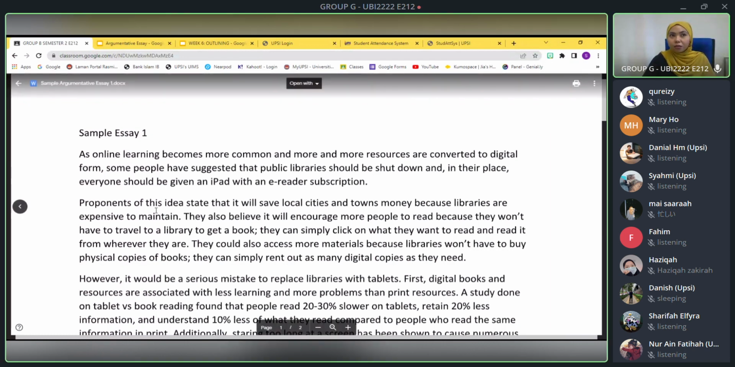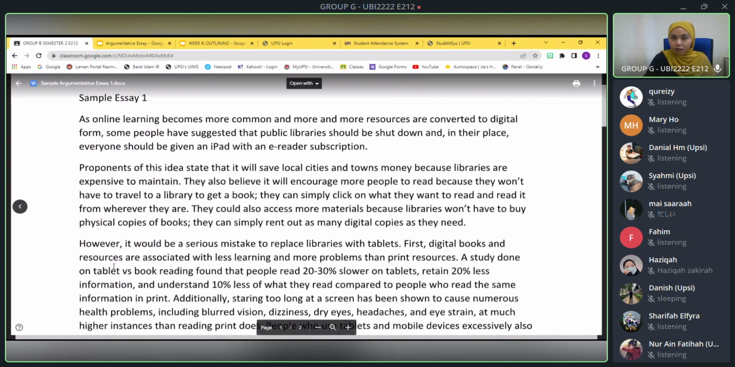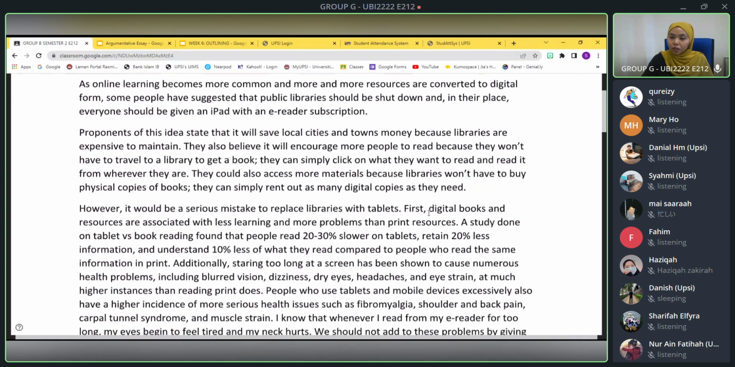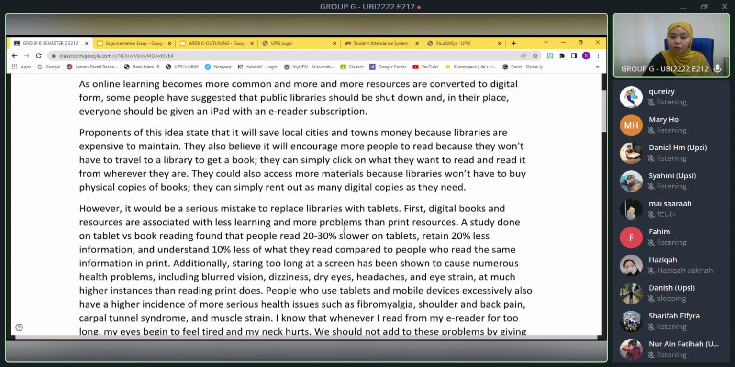It acknowledged the idea that the opposing proponents have. Because in the third paragraph, he or she, this writer, rebuts the idea. However, it would be a serious mistake to replace libraries with tablets, and they start giving in their ideas, the first main idea. So for example, this one, first, digital books and resources are associated with less learning and more problems.